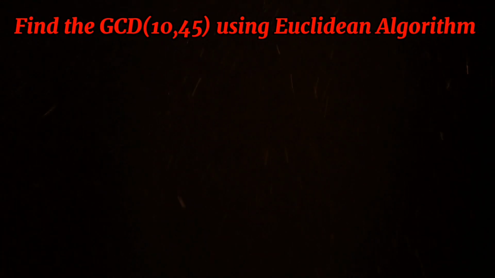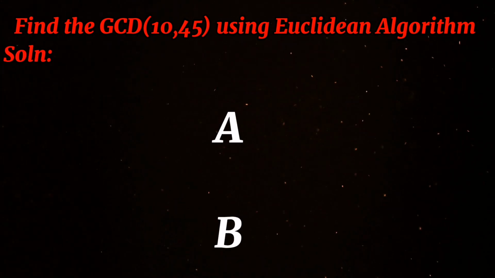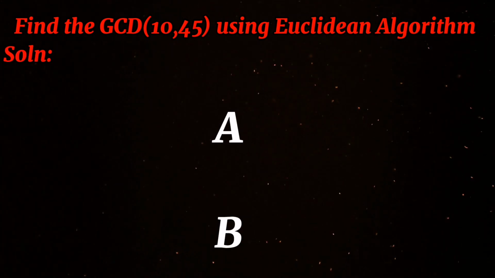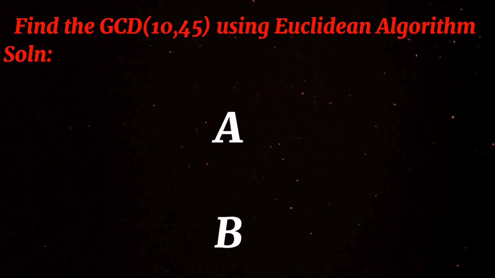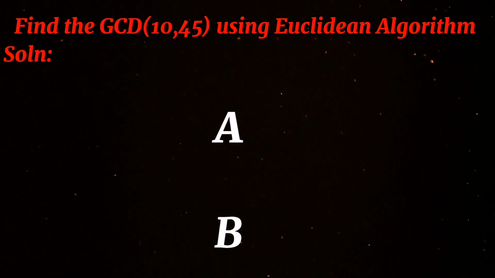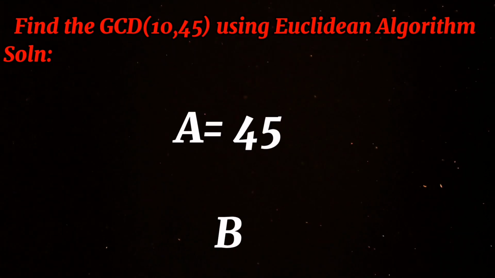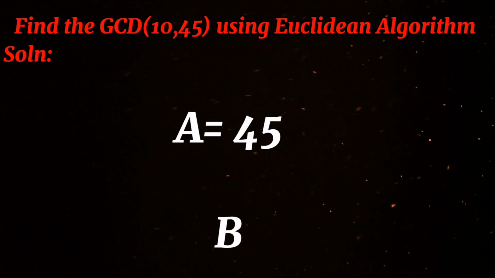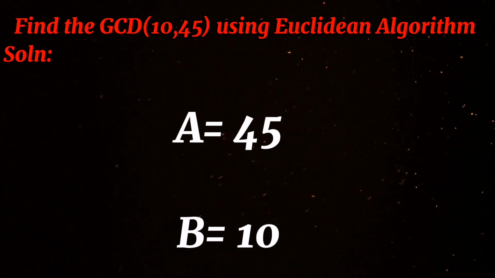Let's solve an example of finding the greatest common divisor of two numbers using Euclidean algorithm. Using Euclidean algorithm, find the greatest common divisor of 10 and 45. Now, the first thing you have to do is to find out which is your A and which is your B. Now, the A is usually the biggest of the two integers, whilst the B is the smallest integer. So over here we have 10 and 45. Therefore, our 45 is going to be A, while 10 is going to be B.